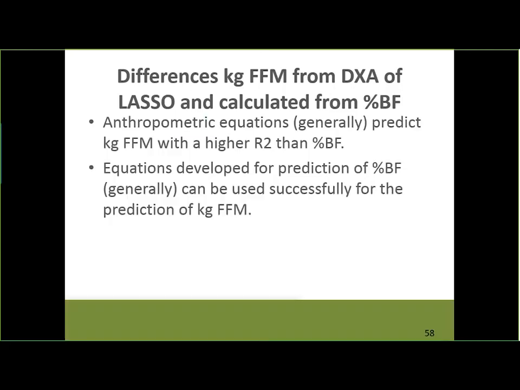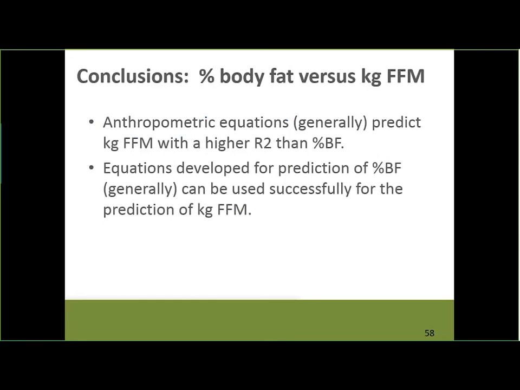Okay, so conclusions are that anthropometric equations generally predict kilograms of fat-free mass with a higher R-square than they do percent body fat, and equations developed for prediction of percent body fat generally can be used successfully for the prediction of kilograms fat-free mass. And I'm saying generally because it's been this way in our hands. It's what I see in the literature, but my very smart statistician has not been able to derive the math to show that this is always true. So we're still working on it. If you know how to do it, let me know.